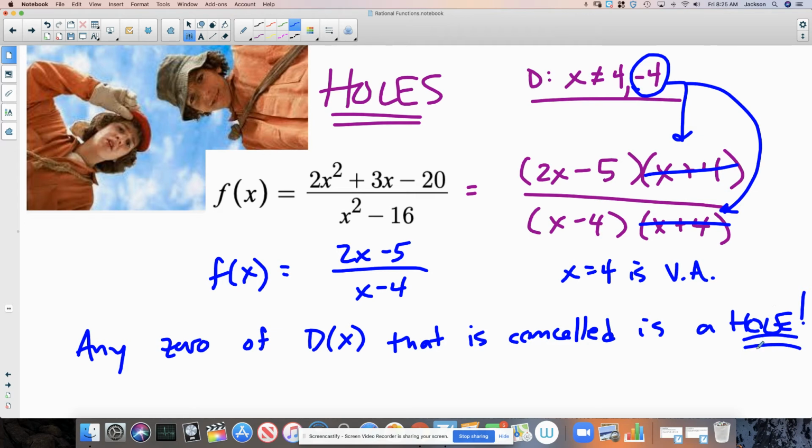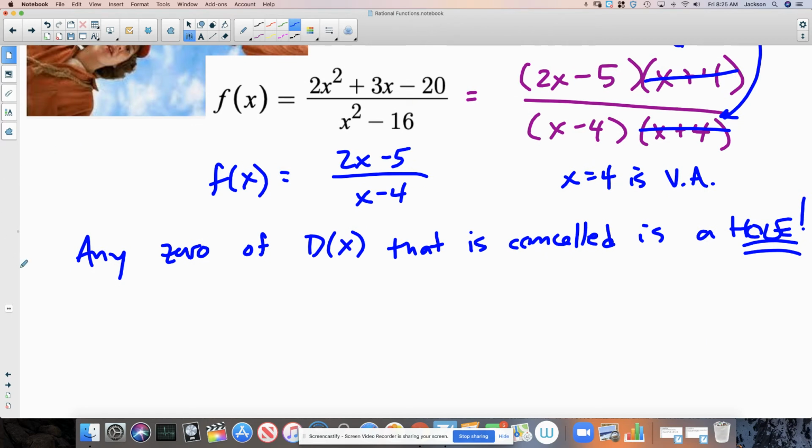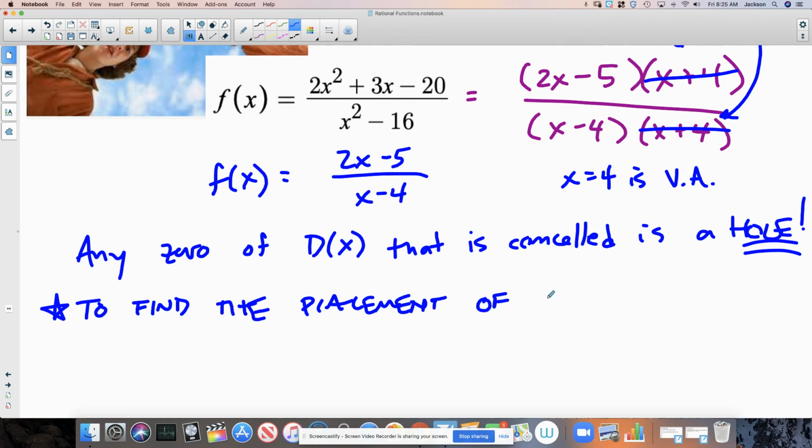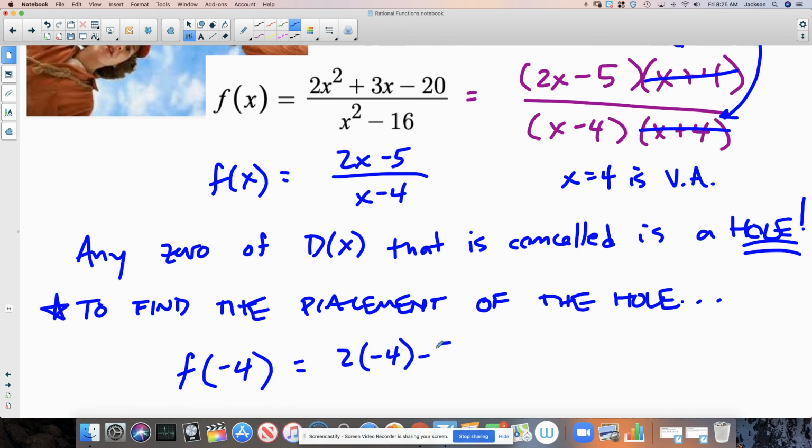Now the question becomes, where exactly is that hole? Okay, to find the exact placement of the hole, like what the y coordinate would have been, we know it's undefined at -4. To find the exact placement of the hole, we take that x coordinate of where the hole would be, and we plug it into the simplified form of the function. So you may want to write this down. I'm not going to write this down for you. You can pause it and write it down.